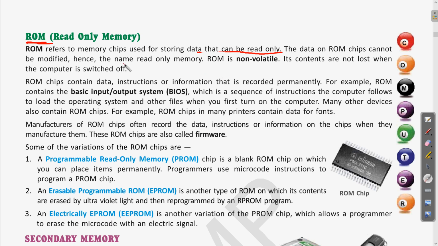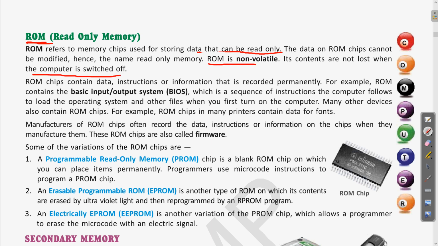By the name itself, read only memory means the contents of the ROM will not be deleted again and again, but we can read it again and again; it can't be written again and again. Clear? So these are the two operations, read and write. Also, ROM is non-volatile. Non-volatile we have covered. Its contents are not lost when the computer is switched off.